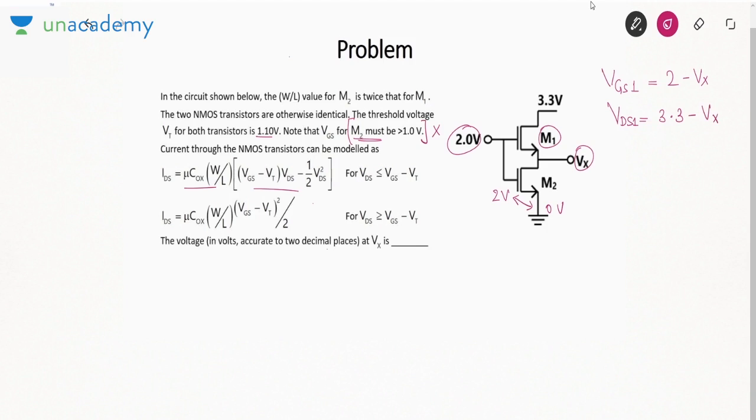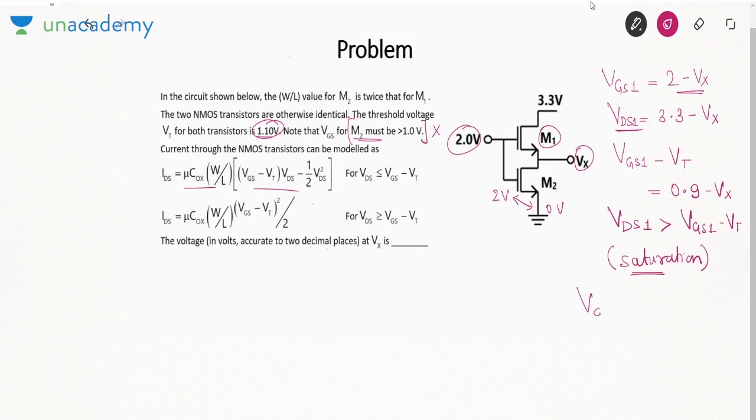3.3 minus Vx. Now if I ask VGS1 minus VT, VT is 1.1. If you subtract 1.1, it will be 0.9 minus Vx. Definitely if you see this, VDS1 will be greater than VGS1 minus VT. It means M1 is directly in saturation.